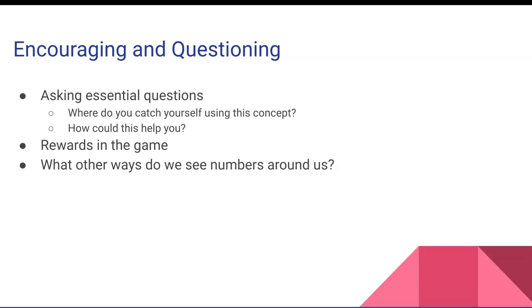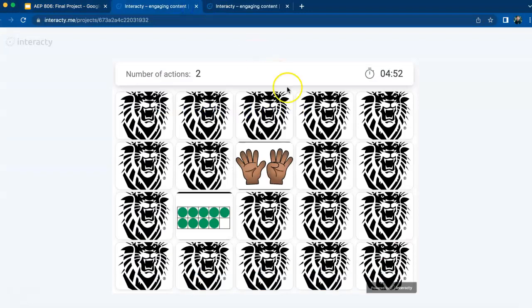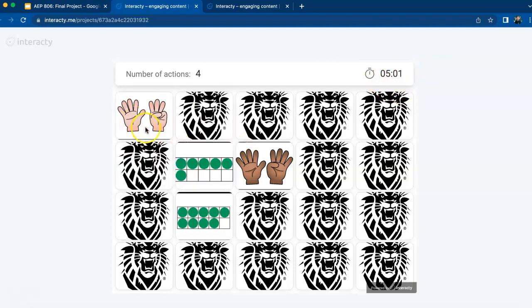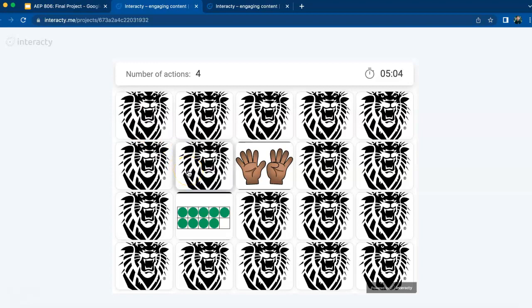And so another way you could encourage engagement throughout this is rewards in the game. So in the game you have a timer. So like the kid who gets done the fastest, whoever matches them the quickest, or at the end I believe it shows you how many flips you had. So if over here, okay, that's 6, but I clicked on 4, and that adds another flip, and giving yourself the time, okay.